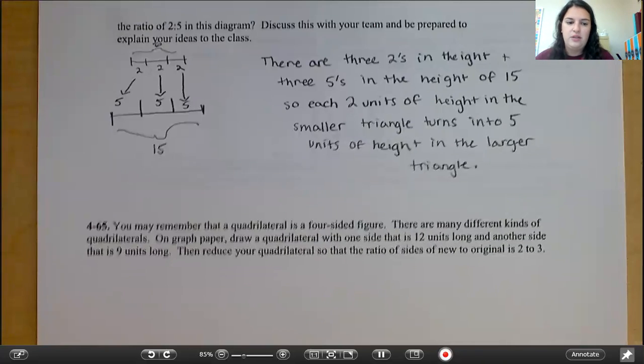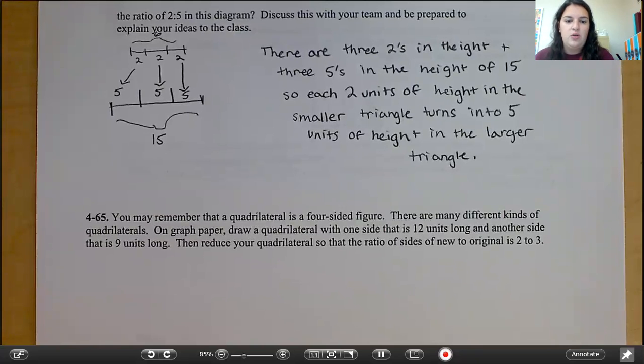So 465 says, you may remember that a quadrilateral is a 4-sided figure. There are many different kinds of quadrilaterals. On graph paper, draw a quadrilateral with one side that is 12 units long and another side that is 9 units long. Then reduce your quadrilateral so that the ratio of sides of new to original is 2:3.